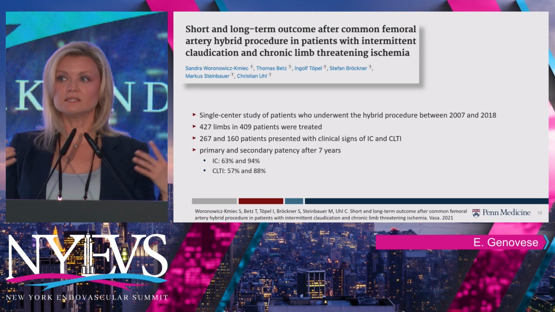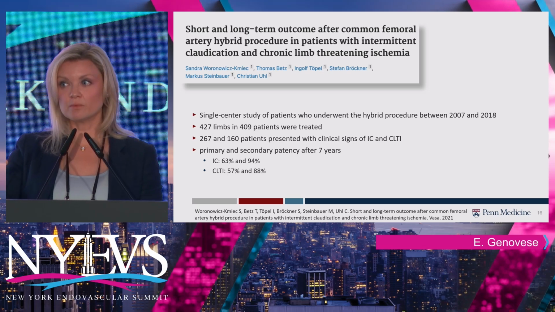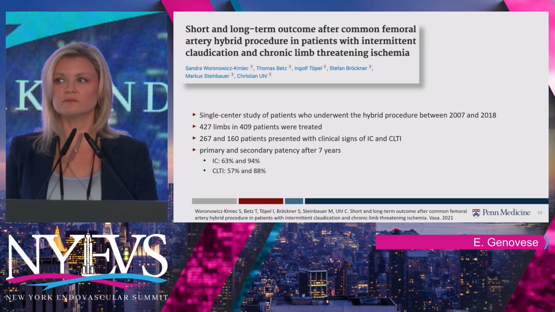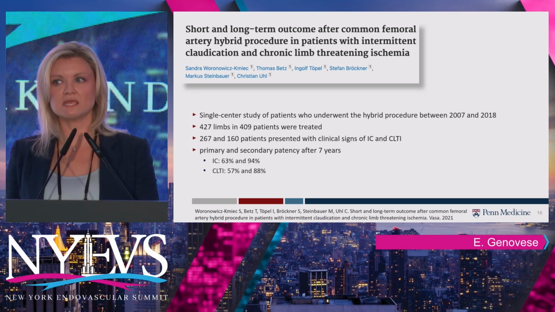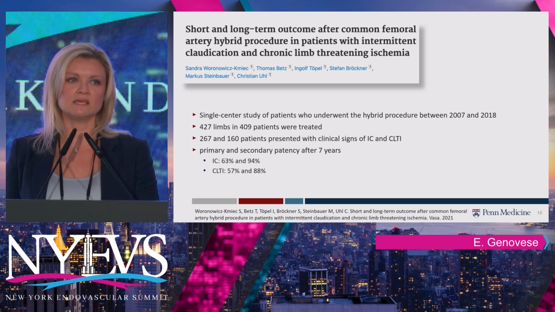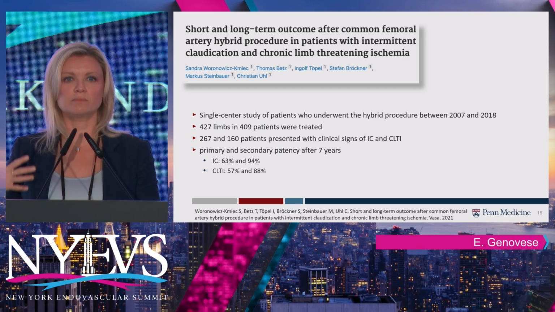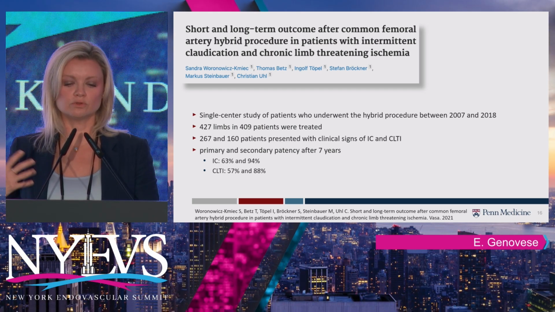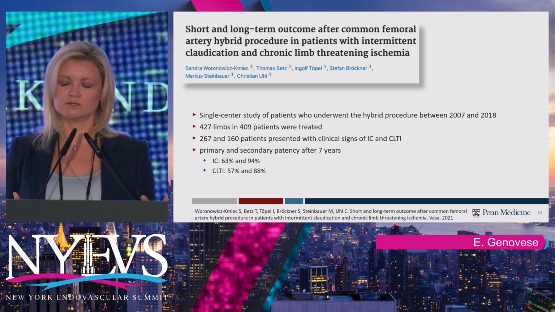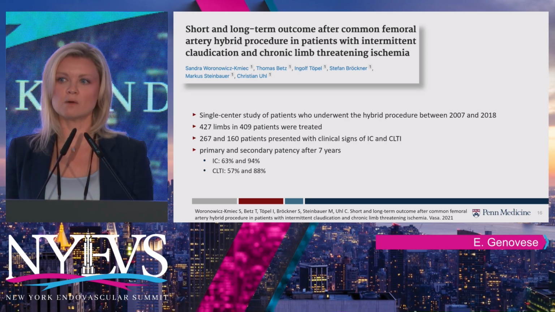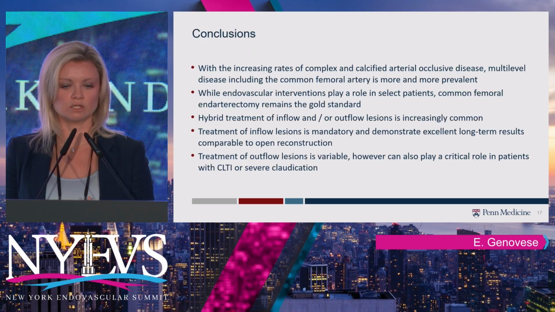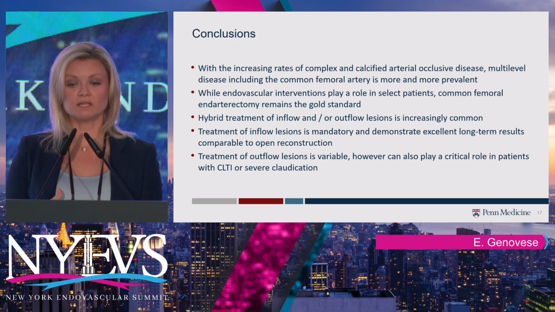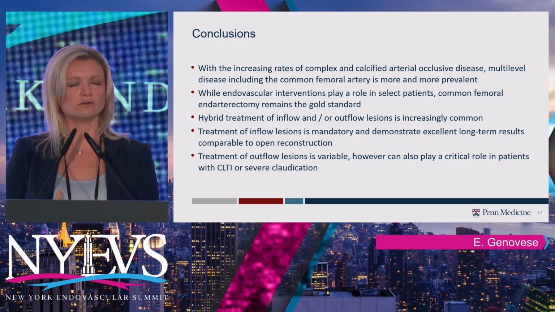So when we look at the literature behind common femoral endarterectomies with endo interventions for the SFA and POP, there's not a ton of literature out there, and probably a lot of the patency data is going to reflect what we see in just SFA popliteal studies. But ultimately, there is evidence that with regards to long-term durability in single-center studies, this does provide comparable outcomes to SFA interventions alone.